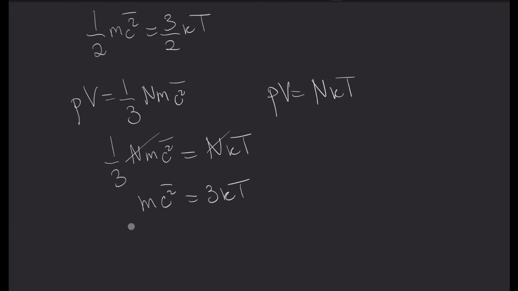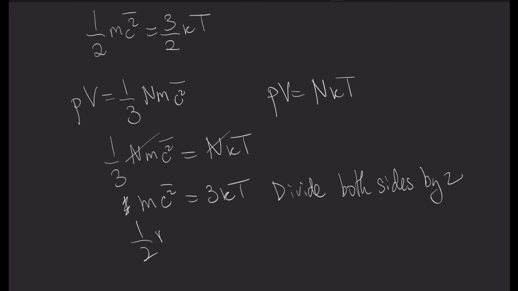This here kind of looks like kinetic energy, so let's divide both sides by half. So we're going to get 1/2 mc squared is equal to 3/2 kT.